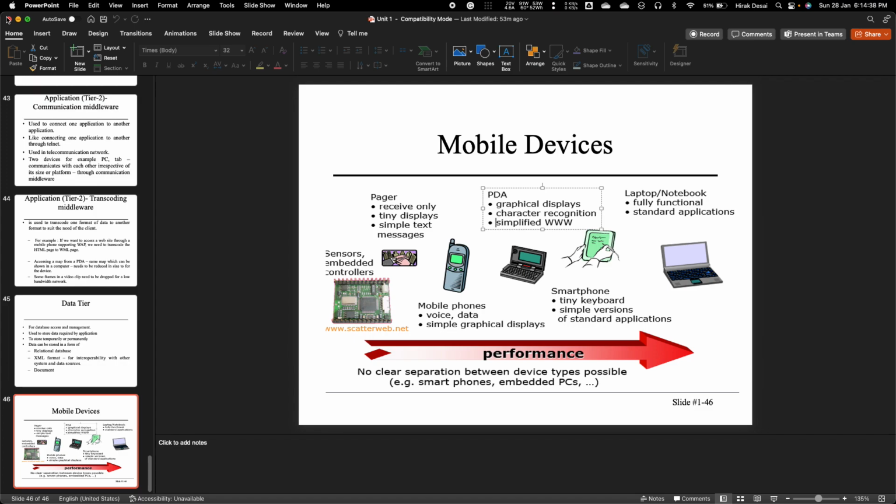Okay, let's wind it up. Now that this is over, let's do unit 2.